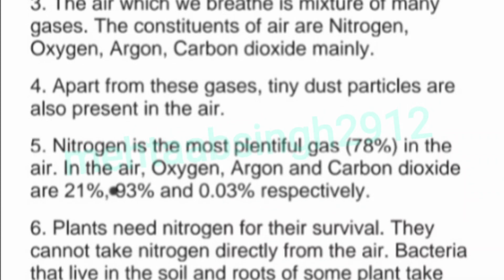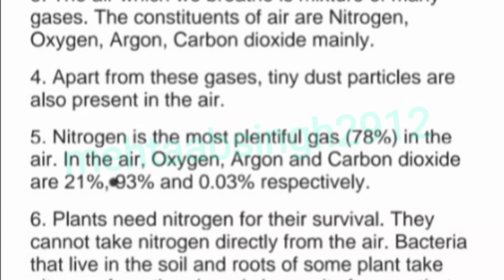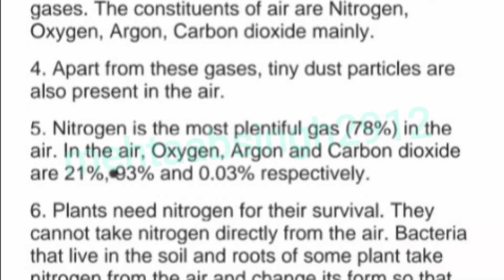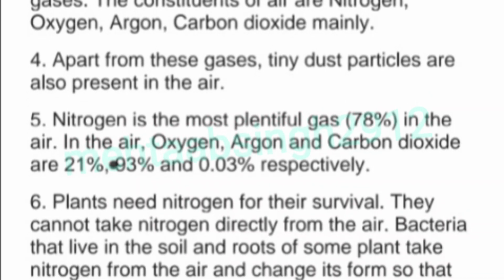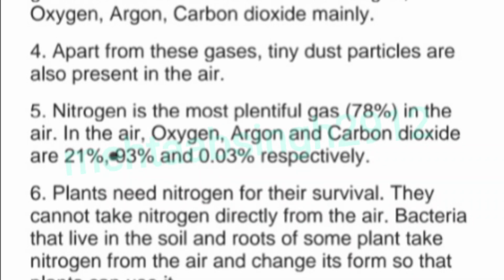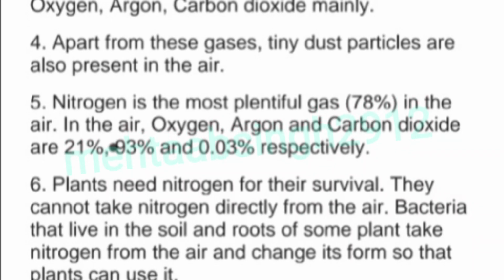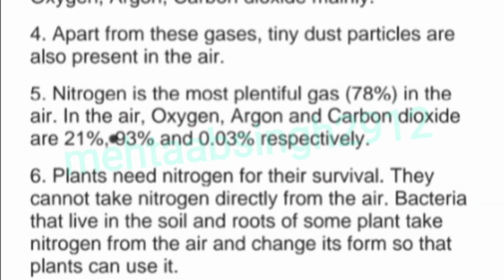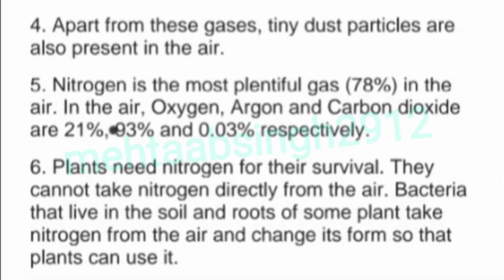Fifth, nitrogen is the most plentiful gas, 78% in the air. In the air, oxygen, argon, and carbon dioxide are 21%, 0.93%, and 0.03% respectively.